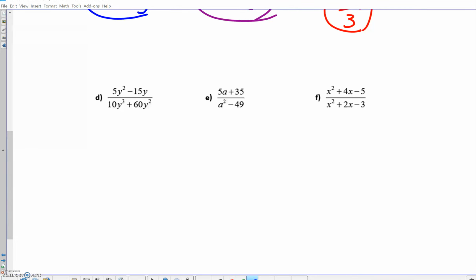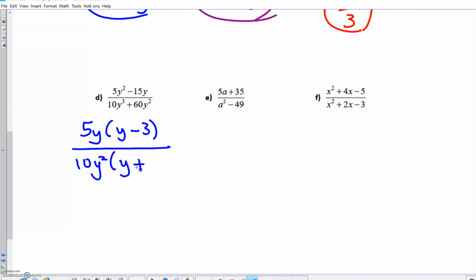D, I need to factor again, so I have a 5y in common there. That leaves me with y minus 3. And then the denominator, there's a 10 in both of those, and a y to the second. And when I factor that out, 10 goes out. That leaves me with y plus a 6 right there. So that good? All right, so now I want to cancel that.